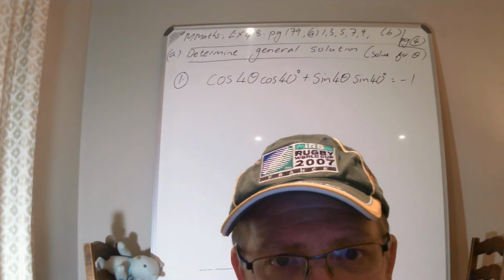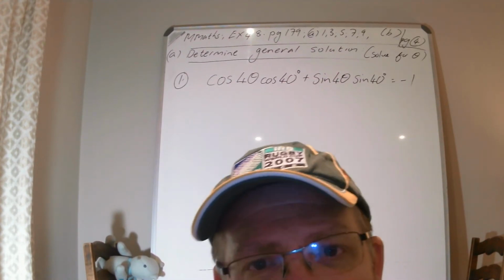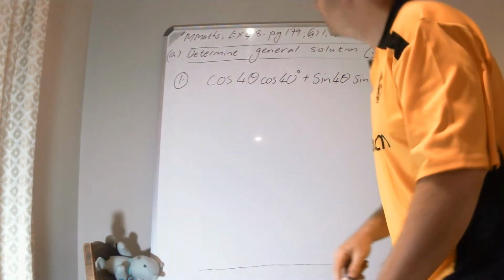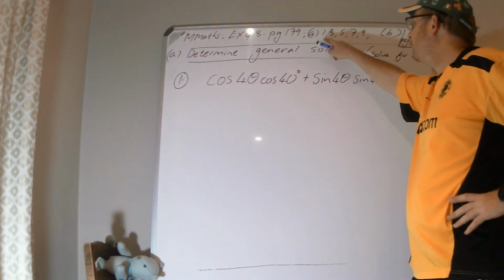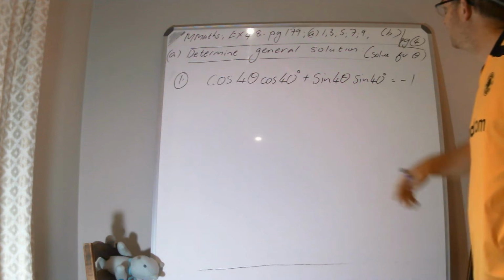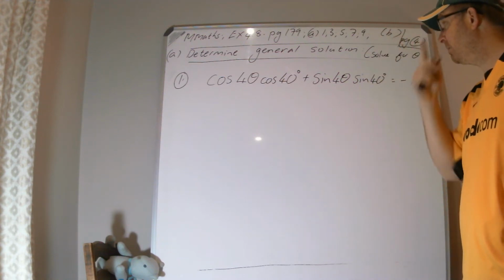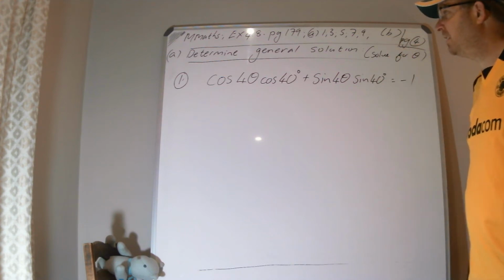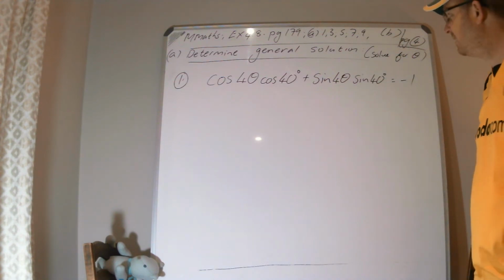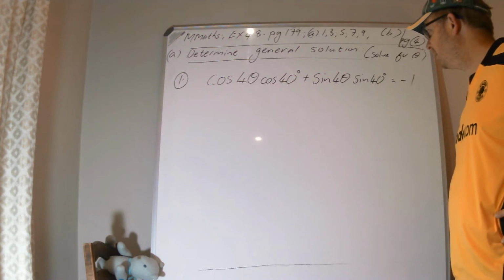So we're going to do exercise 4.8, page 179, and I'm going to go over A1, 3, 5, 7, and 9, and B. The question is: determine the general solution, in other words, solve for theta for all of question A. So let's start with the first one.